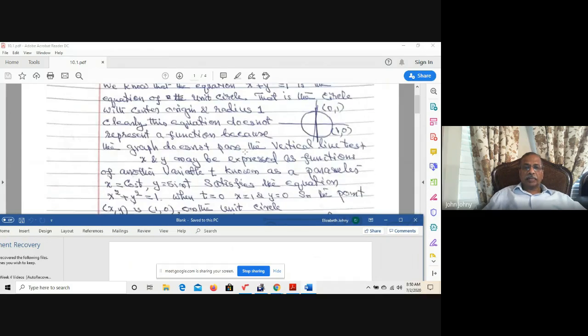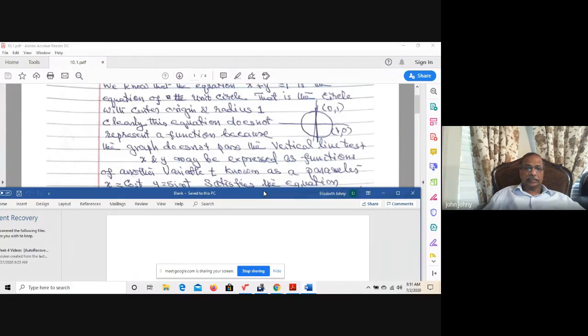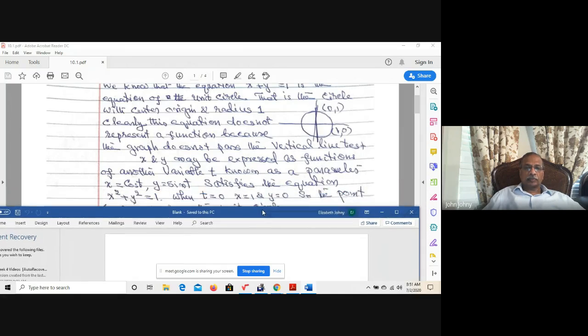X and y may be expressed as a function of another variable t, known by the name a parameter. T is a parameter. So, for example, in this particular case, if x is equal to cos t and y is equal to sin t, then x squared plus y squared is equal to cos squared t plus sin squared t, which is equal to 1. That's the Pythagorean identity from trigonometry.